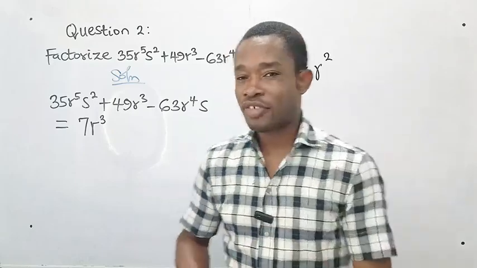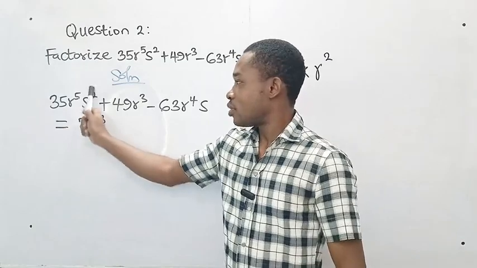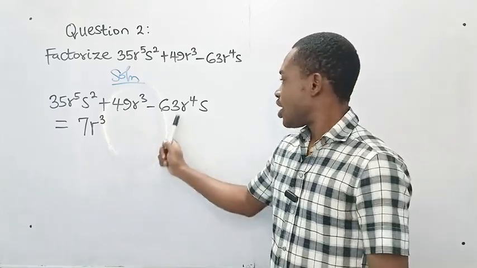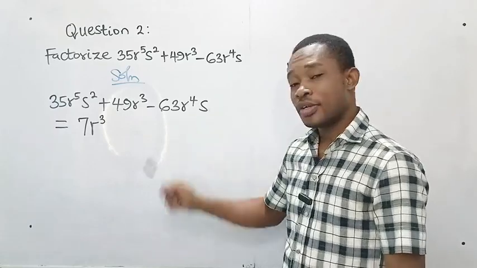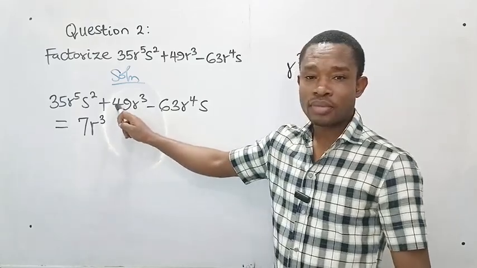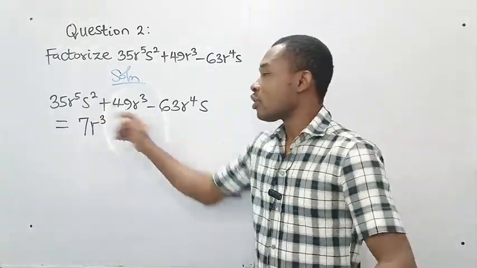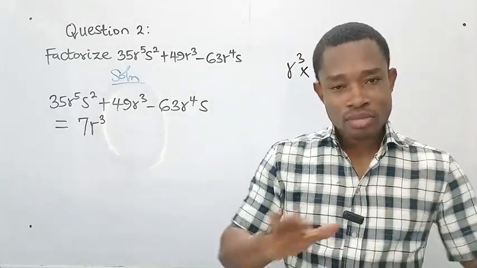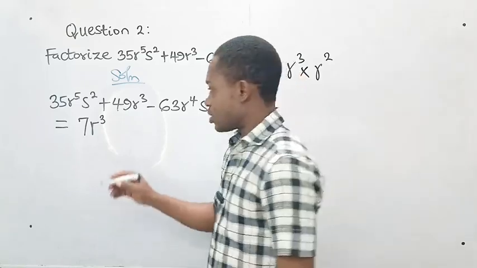Let us now look at the second alphabet, which is s. Do we have s in this term? Yes, s to the power of 2. Do we have s in this term? No. Do we have s in this term? Yes, s to the power of 1. There is an invisible 1 here. Now take note. Because there is no s in this second term, it means that s is not common to these three terms. s is not in all of them. So you cannot pull it out. You can't factorize that s. Hence, we are not going to touch it. We'll just focus on 7r cubed. That is the highest common factor.